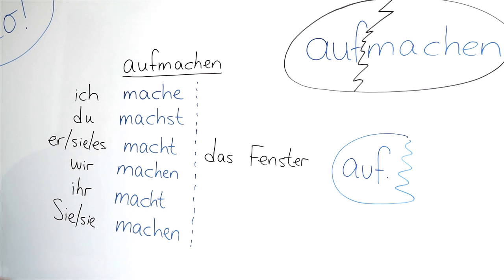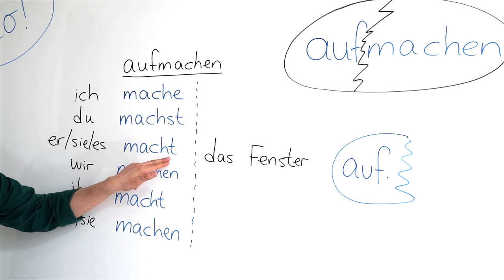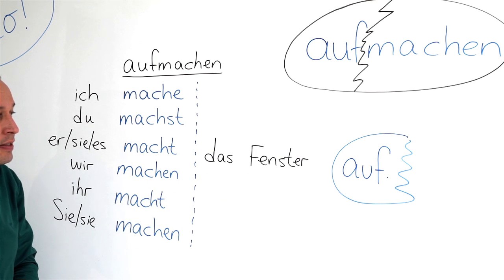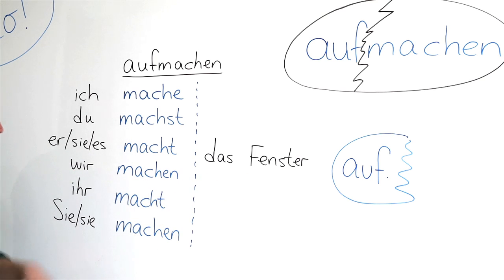If I mention a female, then this will be done for she, in German, sie. Sie macht das Fenster auf. And for es, this will be the same, es macht das Fenster auf, just like here, okay? So when I mention wir, I'll say wir machen das Fenster auf. We are opening the window. For the ihr form, this will be then ihr macht das Fenster auf. Sie, the polite version, but also they, this will be then sie machen das Fenster auf.